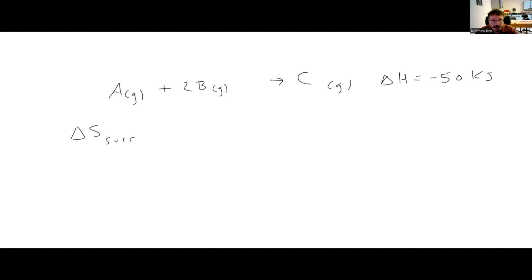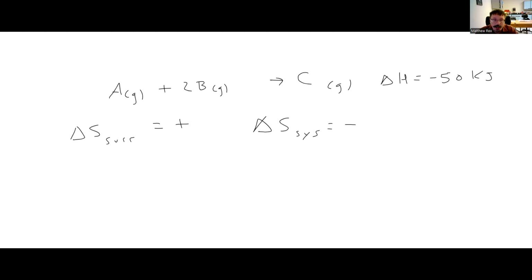All right, under which of the following conditions would the reaction be spontaneous? So we've got A, a gas, plus 2B, a gas, going to C, which is also a gas, and our delta H is negative 50 kilojoules. So our delta H is negative. That would mean our delta S surroundings should be positive. And for delta S of our system, we have 3 gas molecules going to 1, so our delta S should be negative.